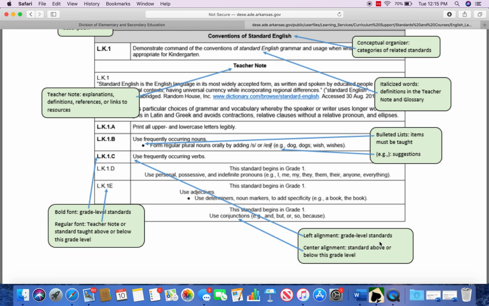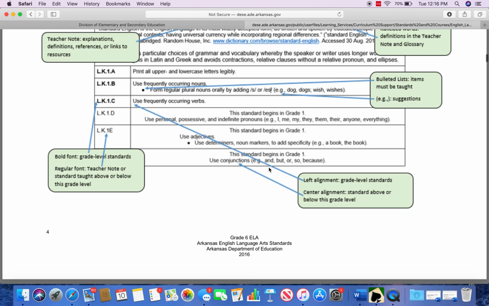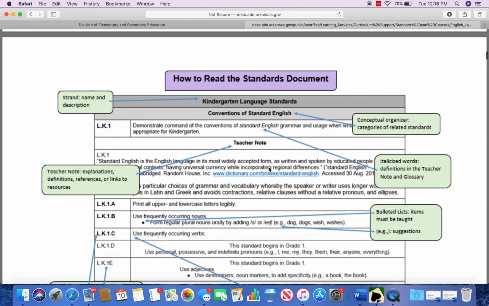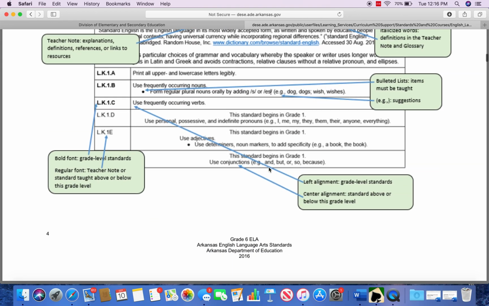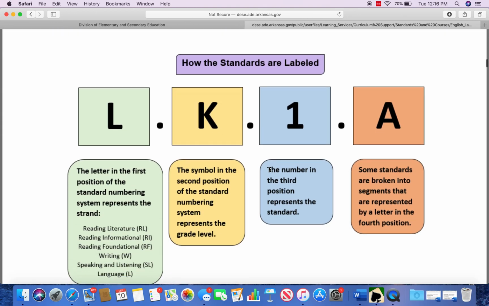A left alignment means it is the grade level standard, and the center alignment means that the standard is above or below. And here this standard begins at grade 1. That is centered, and that tells us it began way below grade 6. Okay, so on your own, when you go to this site, pay attention to this.